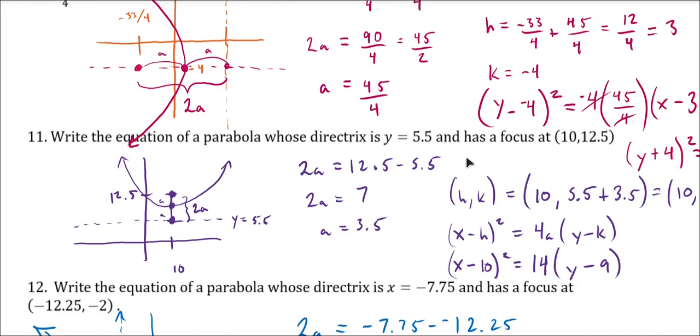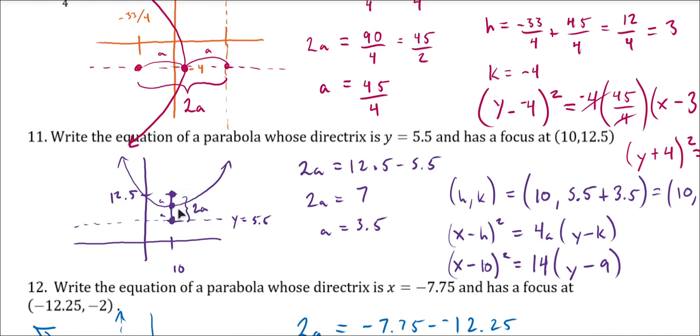So that was pleasant. At number 11, they give us another one with directrix and focus. So here I have a directrix line, a horizontal line at y equals 5.5, and the focus is at (10, 12.5). So let's just really quickly sketch that in, that our focus is here at (10, 12.5). Now, that means it's going to be a vertical distance down to this directrix from this point here to this point here on the directrix. Now that distance is 2a.